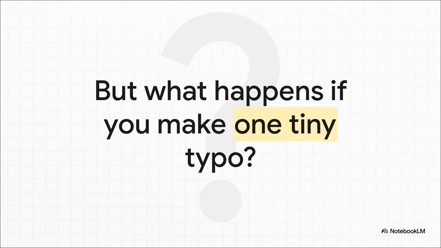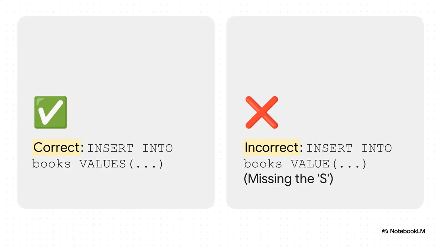With a lot of programming, you get a helpful hint. With raw SQL, well, things can get frustrating fast. Just look at this. Can you even spot the mistake? It is a single missing S. The correct command is values with an S. The incorrect one is value, no S.